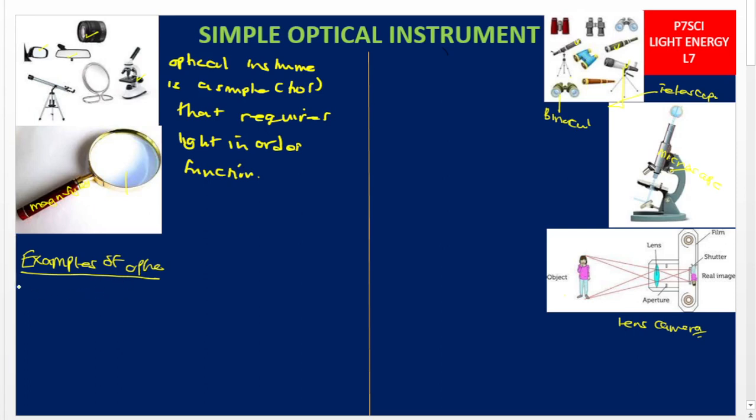Therefore, let us list our optical instruments as you've seen them over the screen. One, we have the microscope, used by medical workers. Two, we have the lens camera. Three, we have the binoculars. They also need light to function. Then we have the telescopes. Then we have the periscope, and we are going to discuss it in detail. Then we have the pinhole camera.